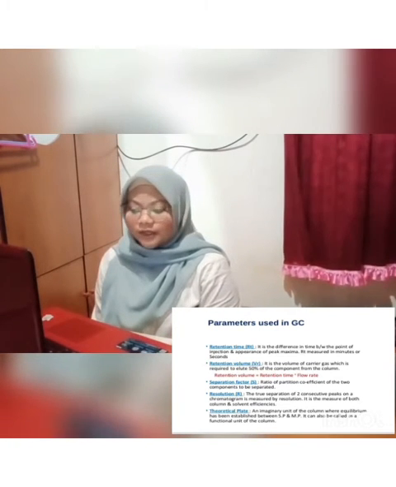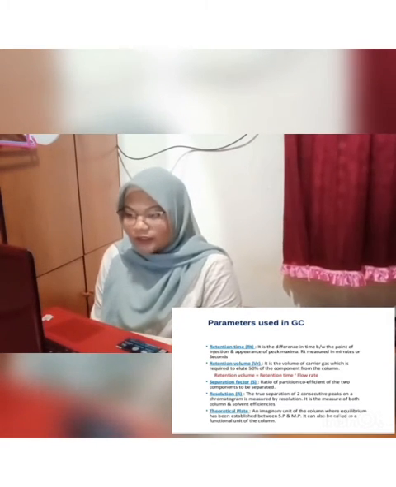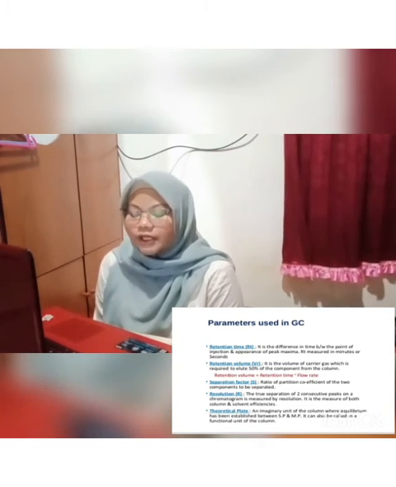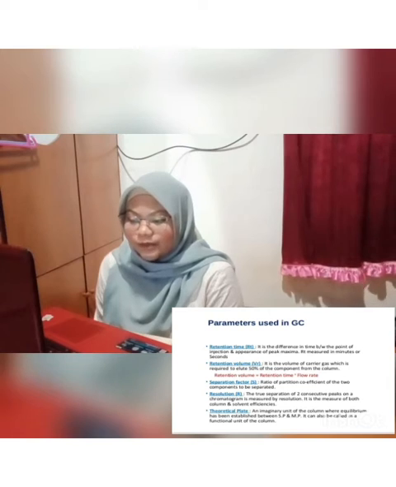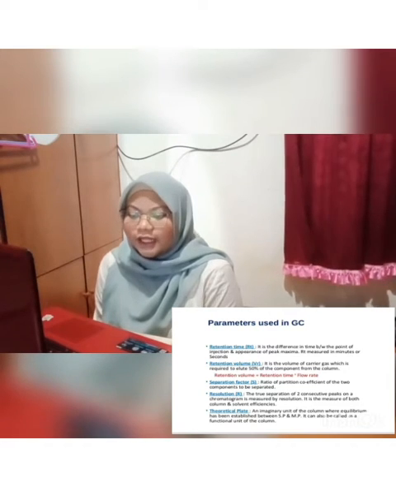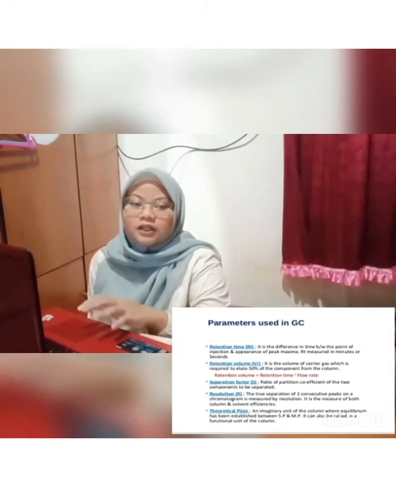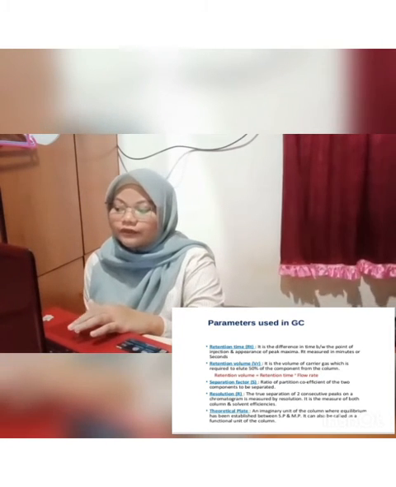The last parameter is theoretical plate. A theoretical plate is an imaginary unit of the column where equilibrium has been established between the stationary phase and the mobile phase. It can also be called a functional unit of the column. Next, we will move to the possible results.